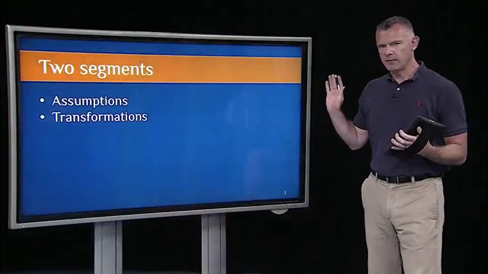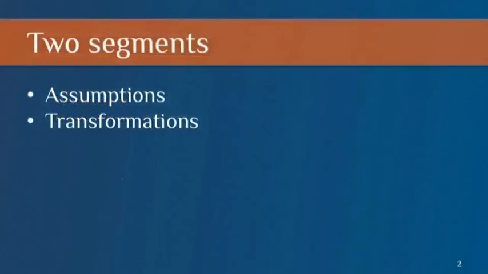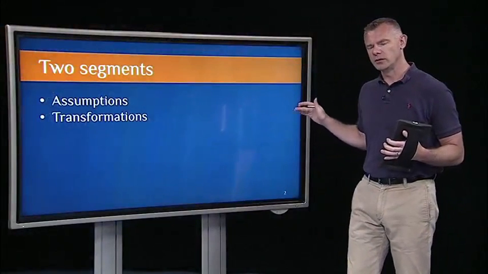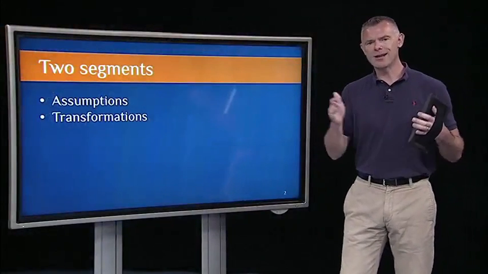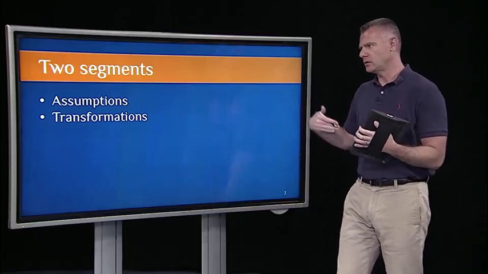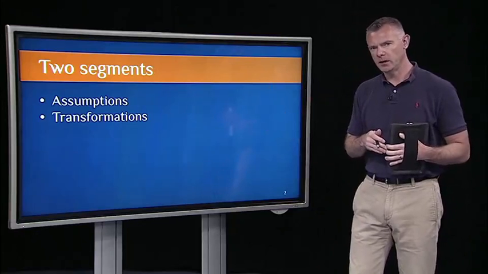So what I've done is I've divided this lecture into just two segments. First, we'll review all of the assumptions that we made across all of the different statistical procedures that we've covered in this course. And then in the second segment, we'll talk about data transformations, which allow us to take non-normal distributions and make them normal so that we can still conduct a lot of the procedures that we've covered here in this course.